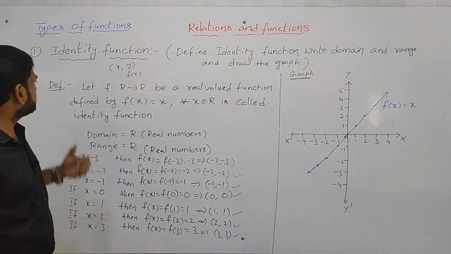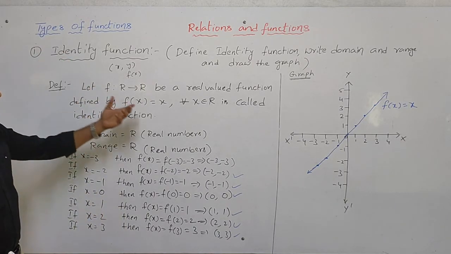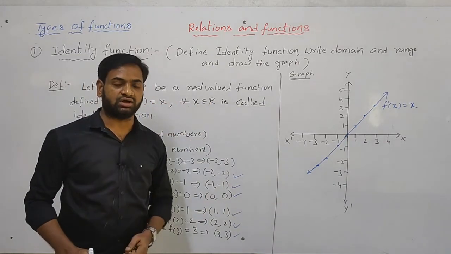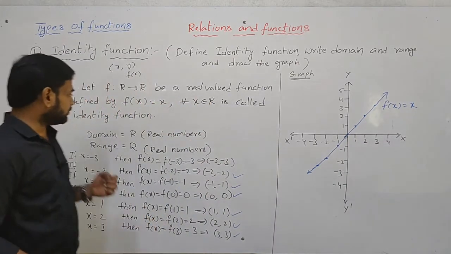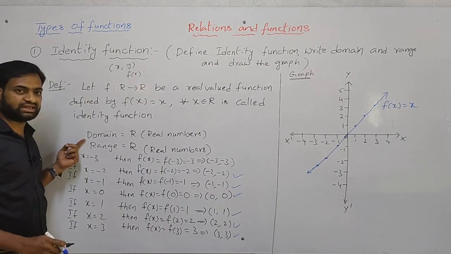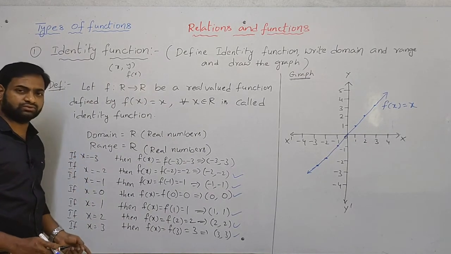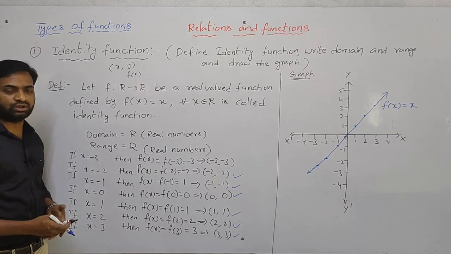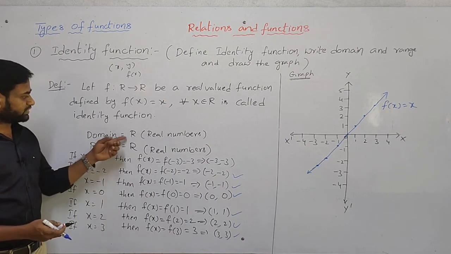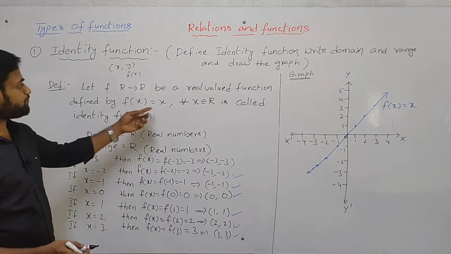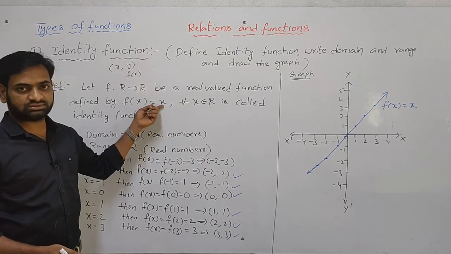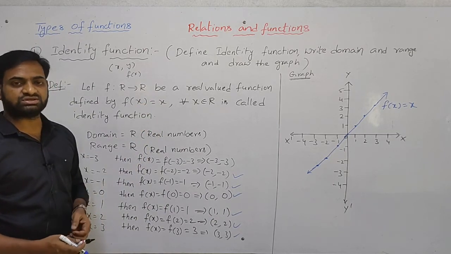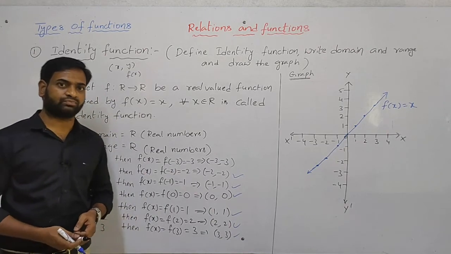Once again see this one. Identity function is the function f of x equal to x for all x belongs to R is called identity function. Now what is the domain? Domain is real numbers. You can take any value. You can take 0.2, 0.3 like that, 100.1 like that, anything you can take. That is domain. Or another way, if there is no denominator, then it is automatically domain is real numbers.